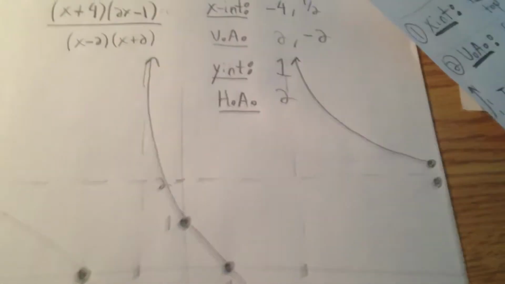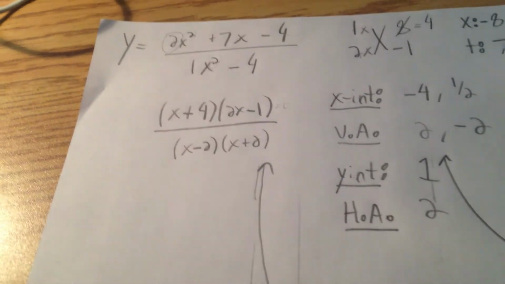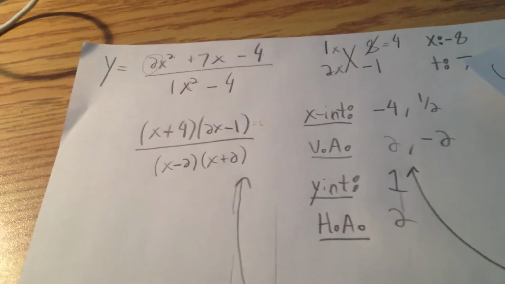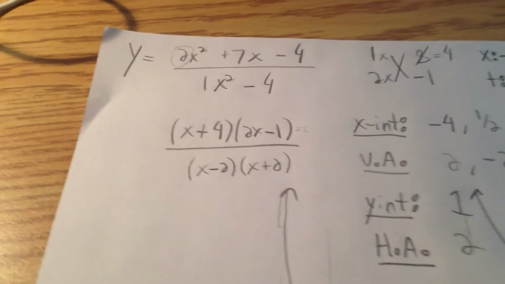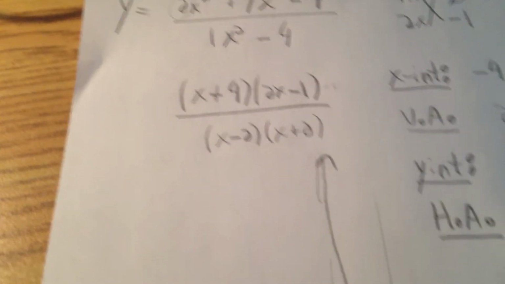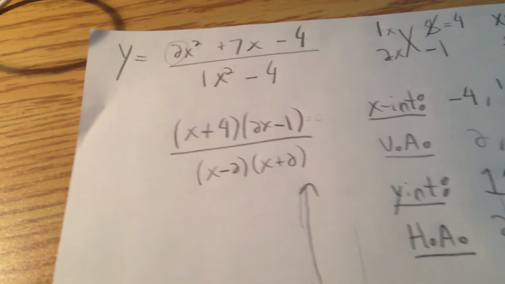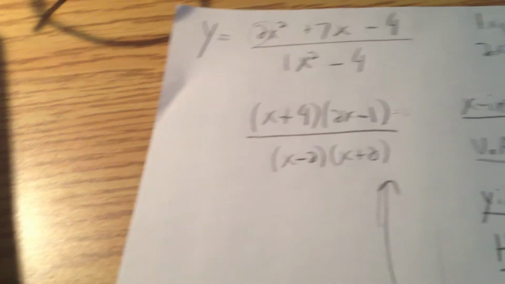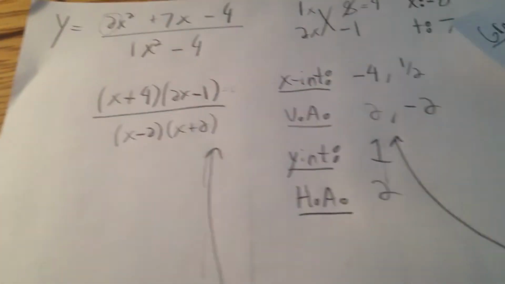Okay? Y-intercepts: plug in 0 for the x. You can look at this now. 0 plus 4 and 0 minus 1, that's going to be negative 4. And then 0 minus 2 times 0 plus 2, it's going to be negative 4 as well. So negative 4 over negative 4 equals 1.